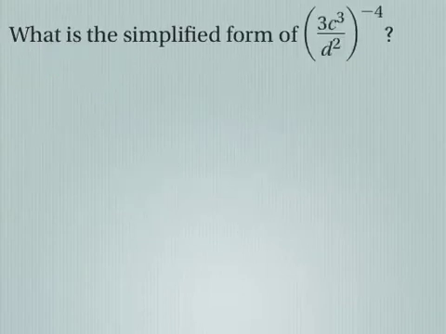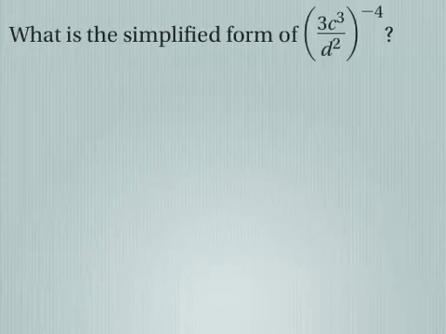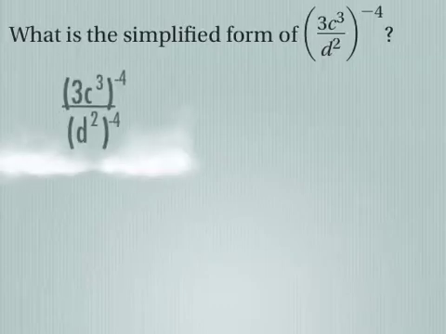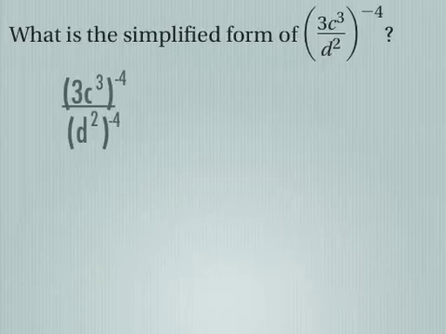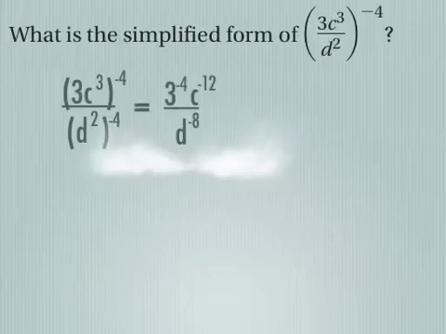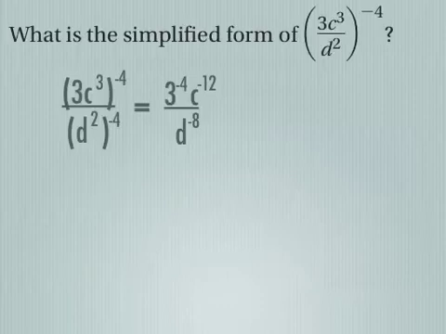This next example says, what is the simplified form of 3c cubed divided by d to the 4th, all to the negative 4th power? Go ahead and distribute your negative 4 to the numerator and the denominator. In this case, I would have a product to a power in the numerator, 3 times c cubed, all raised to the negative 4th power. And then on the bottom, I would have a power to a power. So when I distribute this, I would have 3 to the negative 4th, c to the negative 12th, divided by d to the negative 8th. Notice all of these have negative exponents.